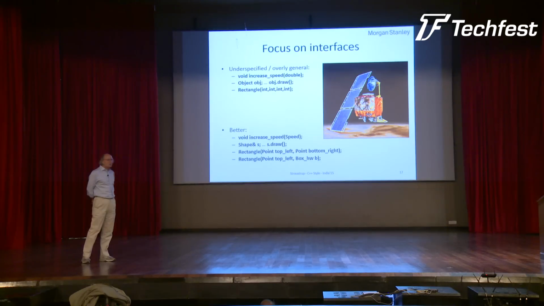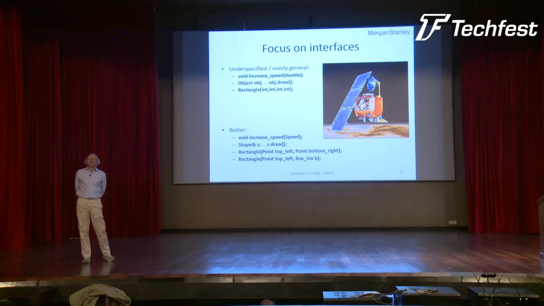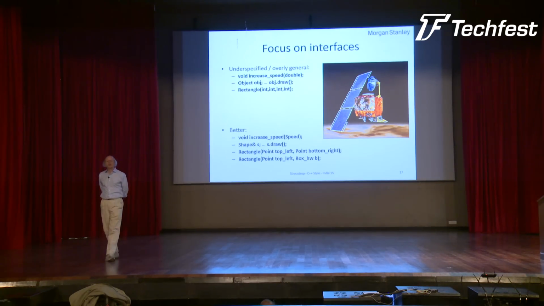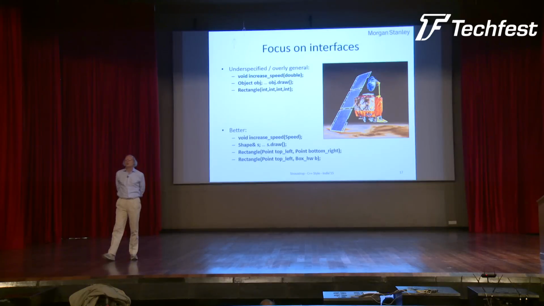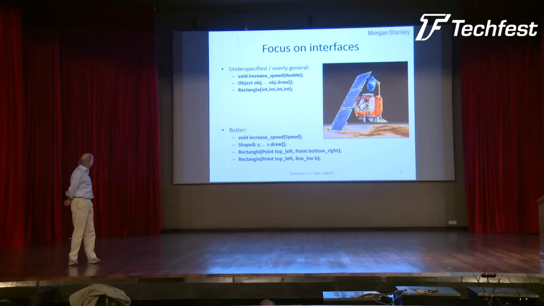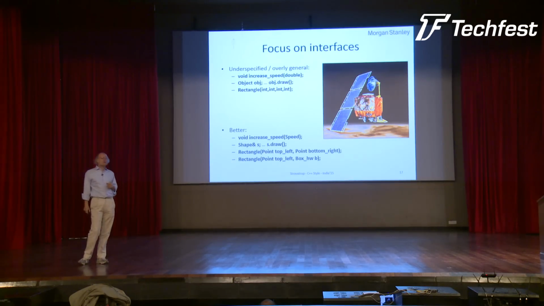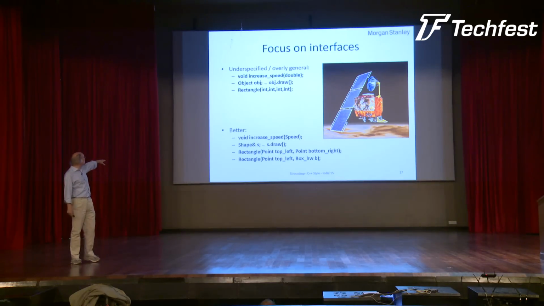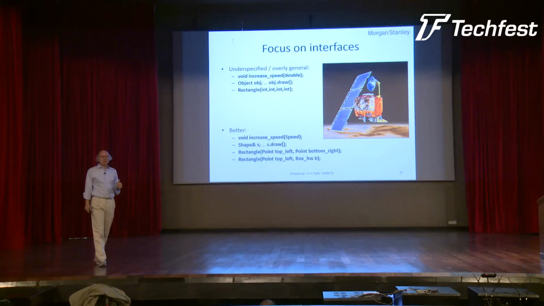Similarly, what does it mean to draw an object? Yes, you can guess, because I used a very, very common operation, but maybe you guess wrong. There's nothing there to guide us. And what do those 4 integers mean? Probably the first 2 are x and y coordinates of a point, but what are the second 2? And better interfaces are more precise. Increase the speed to a speed, draw something for a shape. Now we know what draw means for a shape.